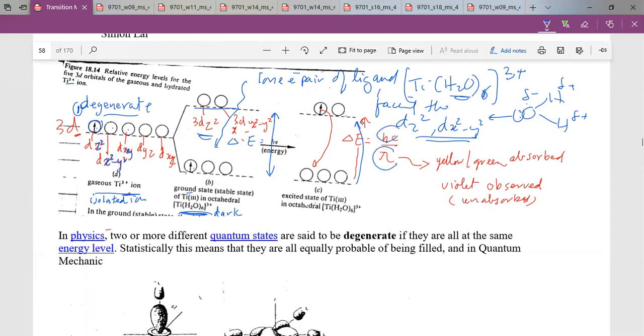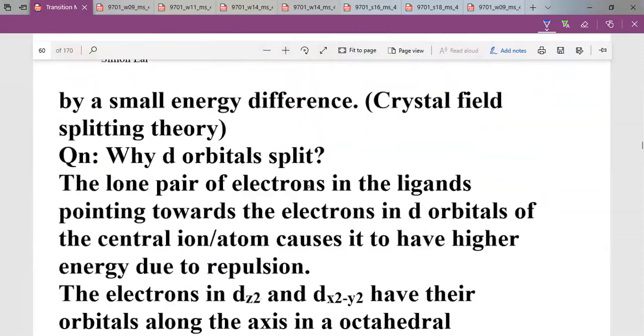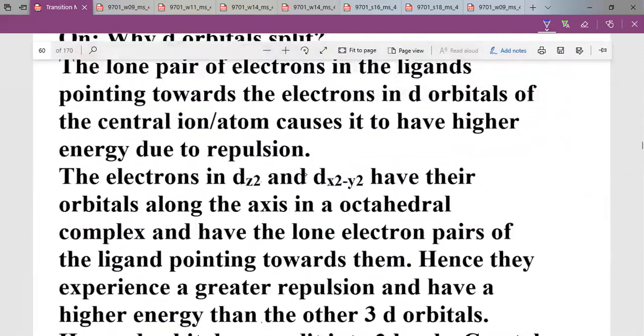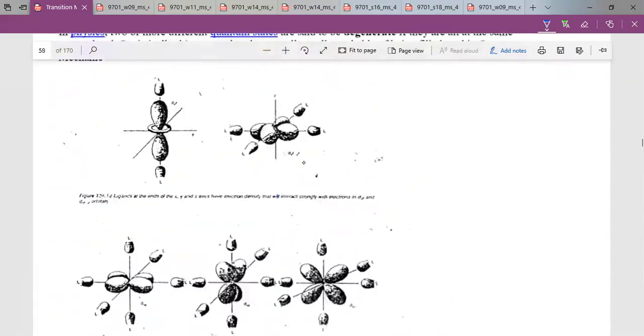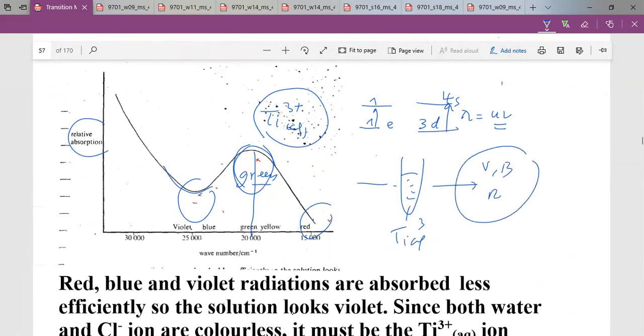So which light will the electron absorb to be promoted up there? You can see from the experiment, it is the green light. The blue and violet and the red are not absorbed, so they pass through the titanium 3+ complex. Blue, violet and red passing through combine to give a violet or purple color. What is absorbed is the green color.